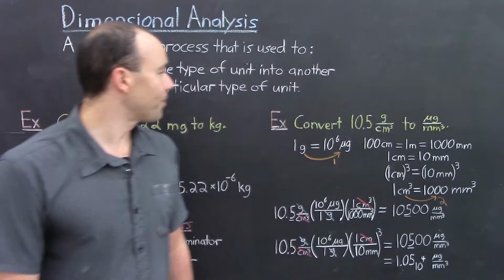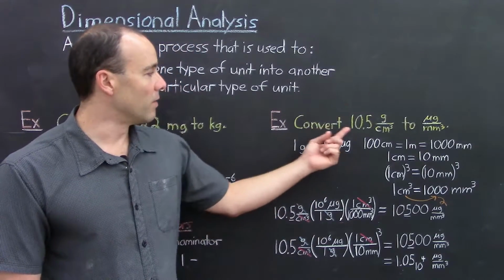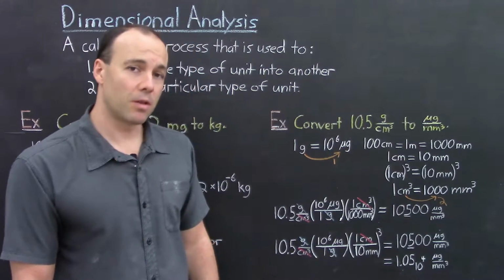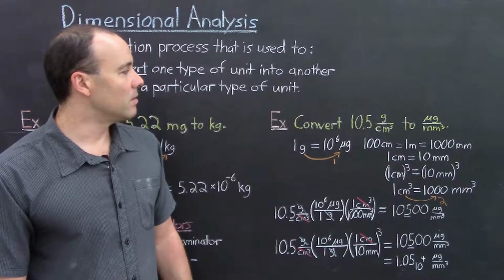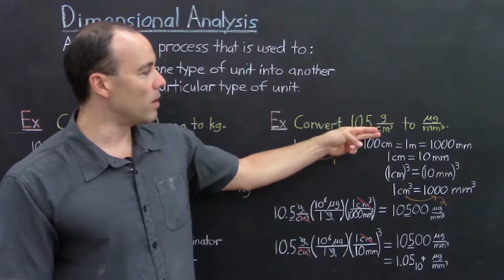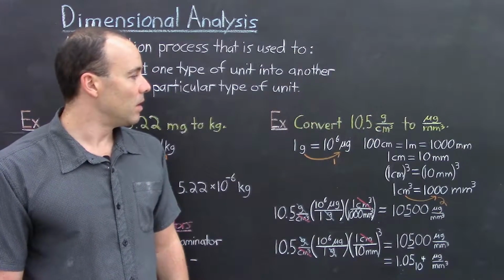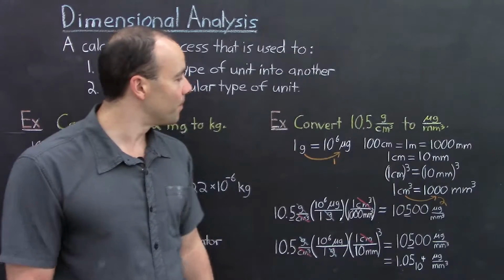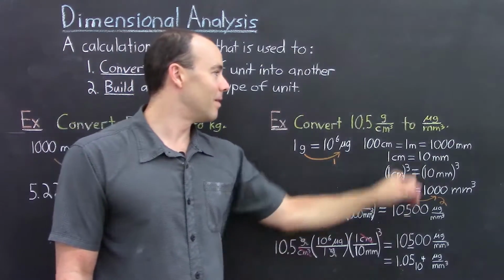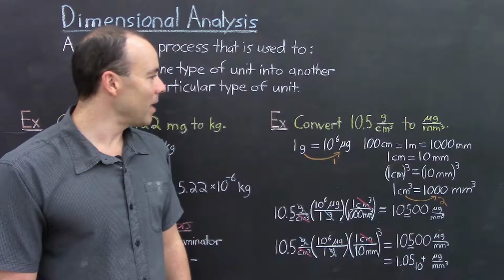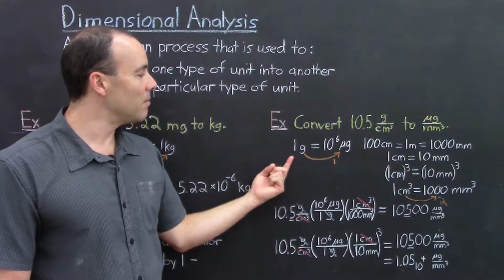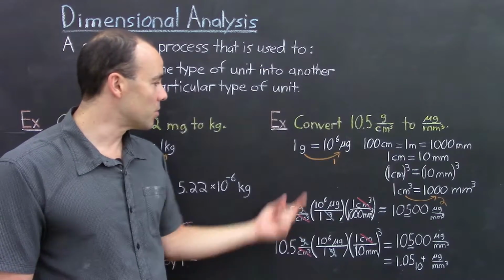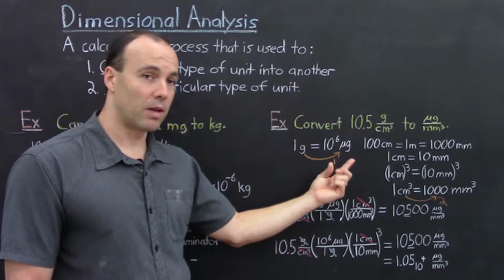Another example is right here. Suppose you want to convert 10.5 grams per centimeter cubed to micrograms per millimeter cubed. Now here you have a derived unit where there's a unit in the numerator and a unit in the denominator. And in order to do this conversion, you need to convert both the numerator and the denominator. And also you need to know what a microgram is. So the relation between grams and micrograms is 1 gram equals 10 to the 6 micrograms, or a million micrograms. This relation will allow you to convert grams to micrograms.